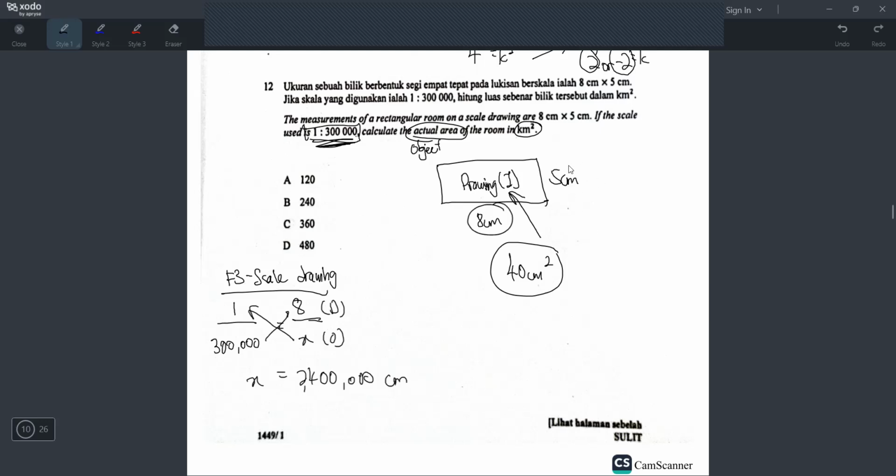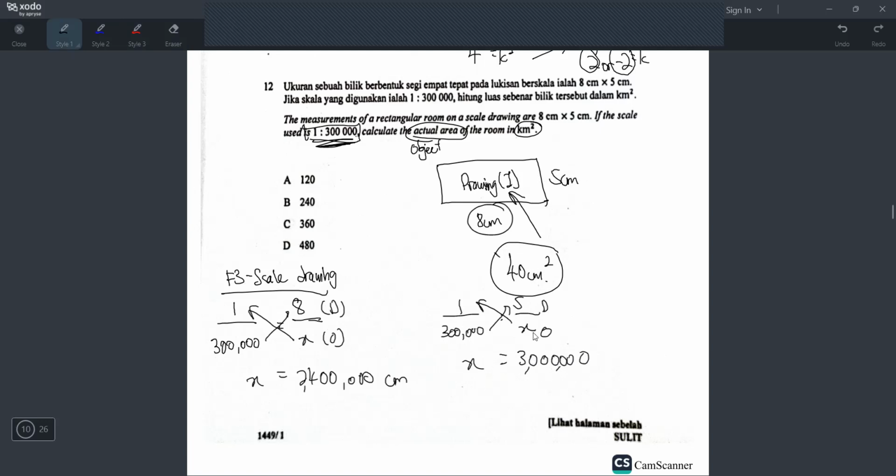And then you have to do one more time for the 5 cm, so it will be 1 over 300,000 equals to, what's the formula for scale drawing? Drawing over object. So the drawing here is 5 cm, and then the object is x. Because we can't put in the 40, okay? The 40 is the area, right? That's why we have to put in the length. We can only put in the length. So that's why we have to find the length separately. So the x will be what? Cross multiply, it will be 3, 0, and then 5 zeros. 1, 2, 3, 4, 5.